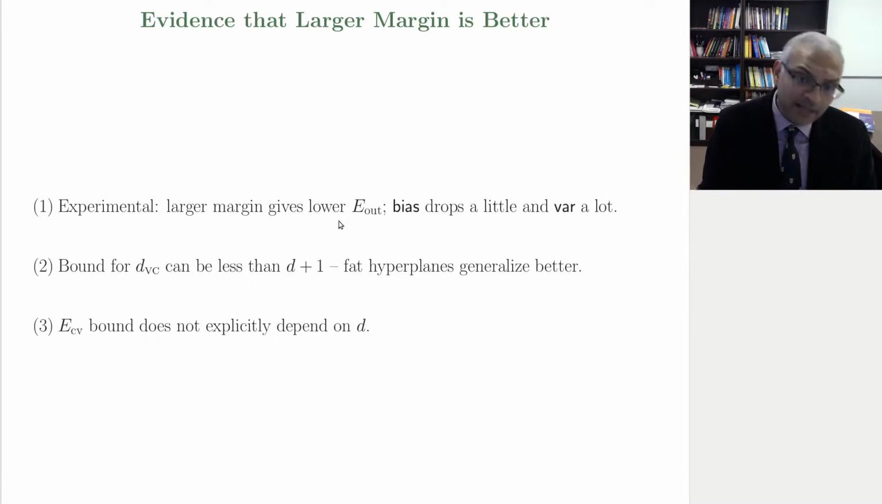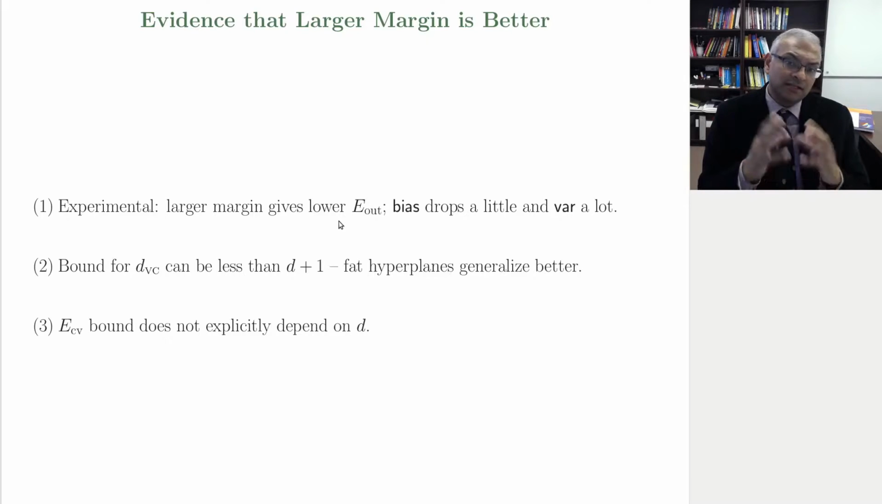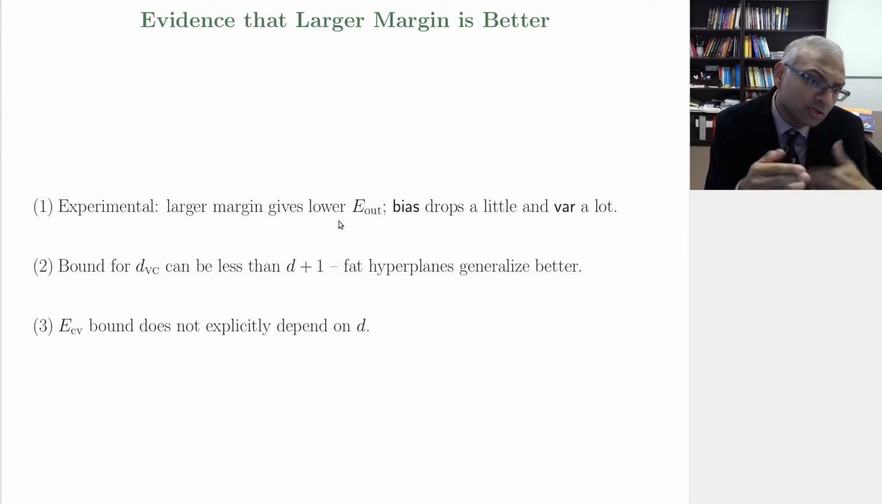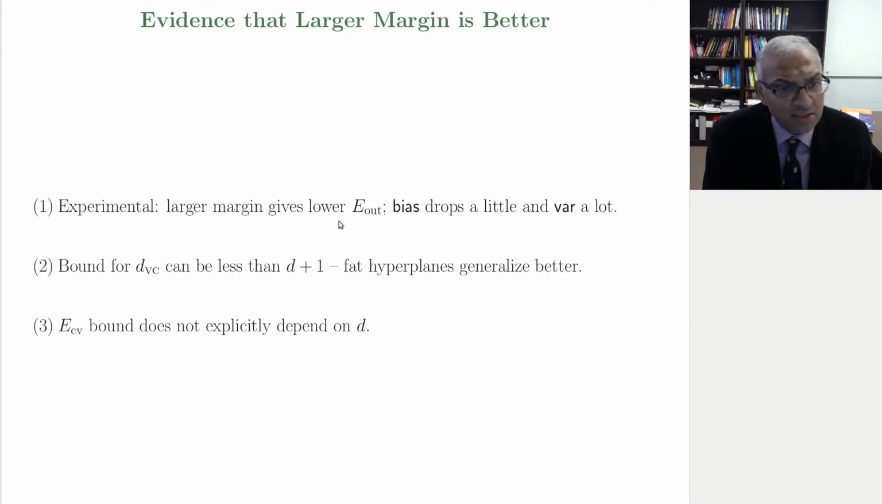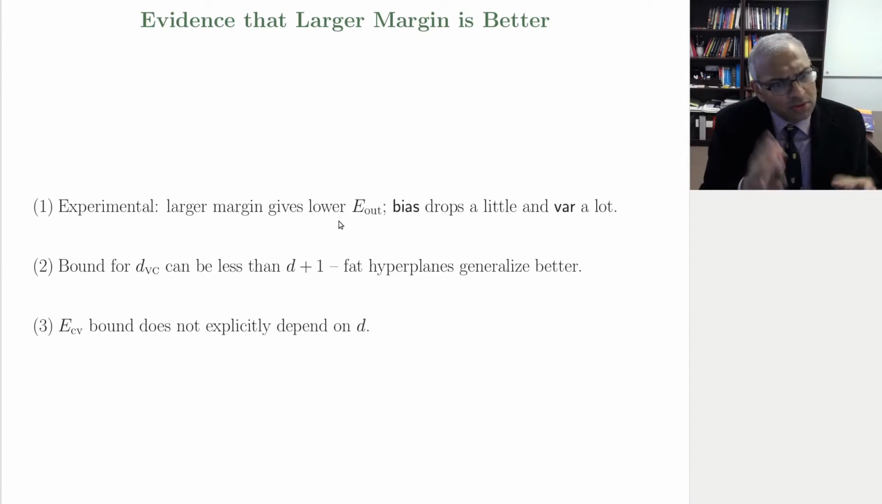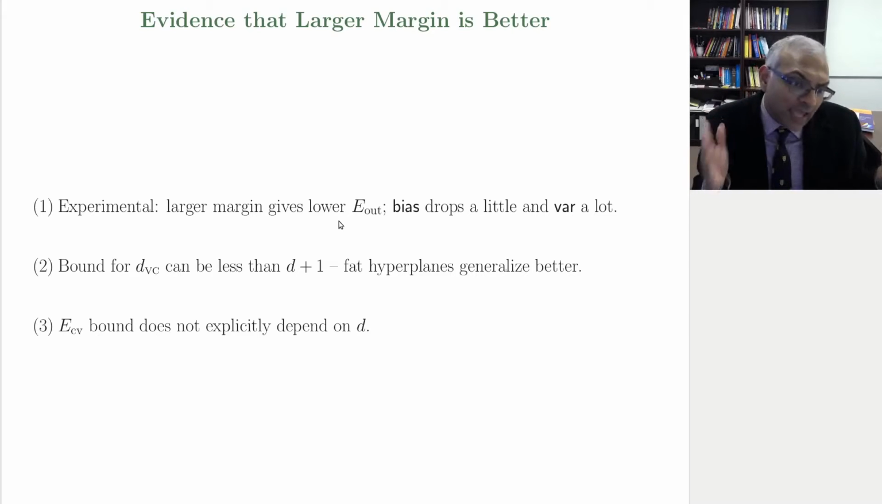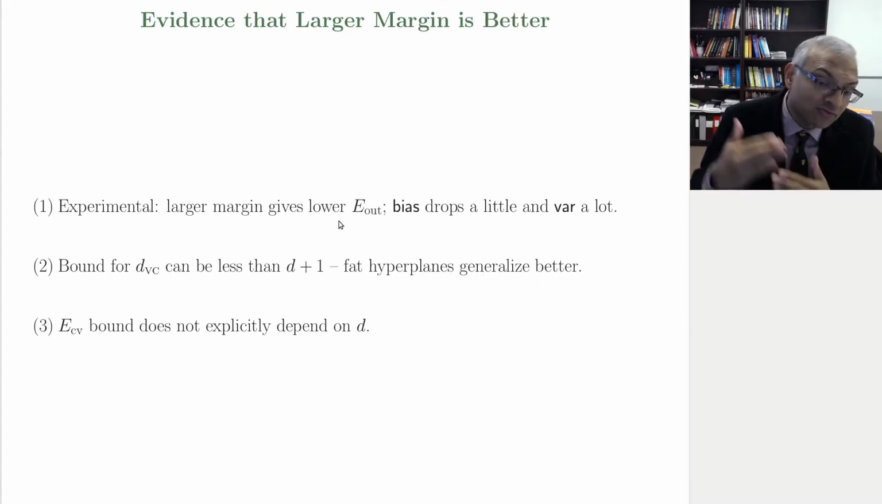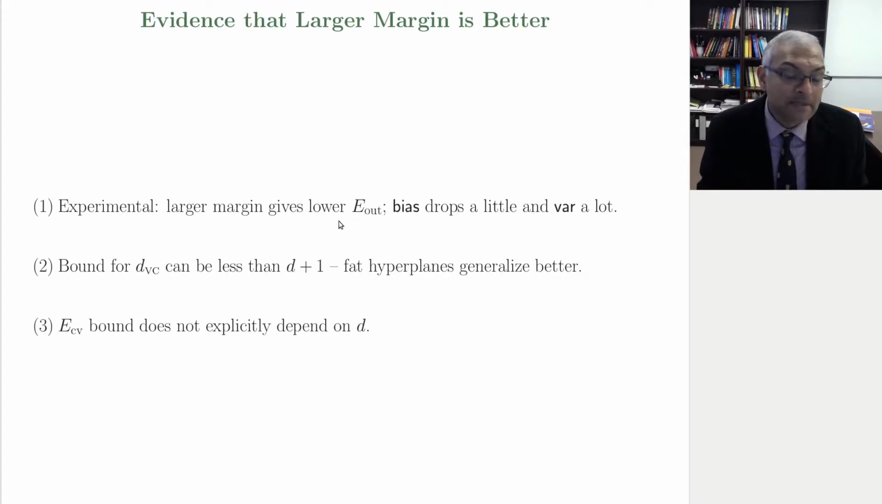Then we'll show that you can take fat separators, compared to thin separators, and show that the VC dimension can be bounded by something that can be smaller than d plus 1. So d plus 1 is the VC dimension of the perceptron model, which corresponds to the thinnest possible separators. We can show that fat separators can have a smaller VC dimension than thin separators, which then means that the link from E in to E out is better. So that's a little bit of theoretical evidence for why fat or large margin separators are better.